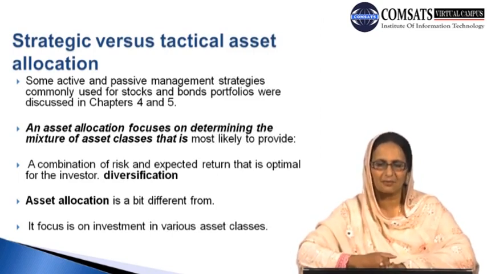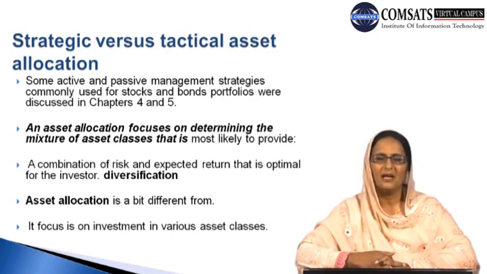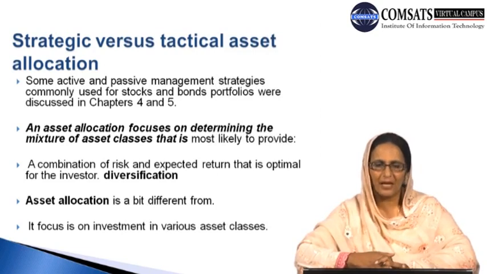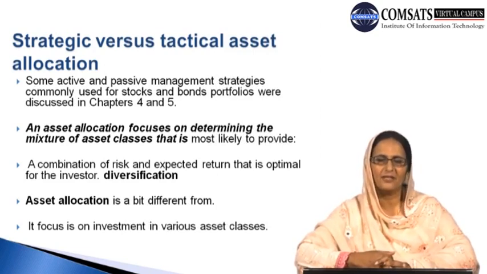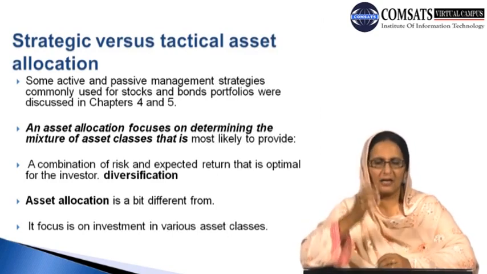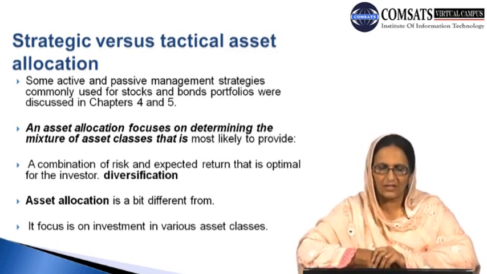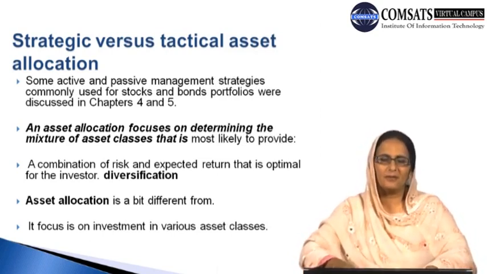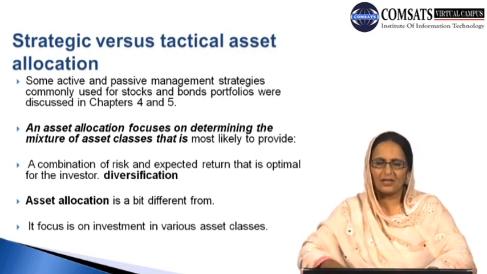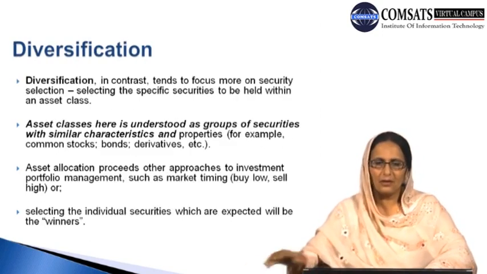One is the combination of risk and expected return that is optimal for the investor, so that the investor makes the optimal decision and diversifies the portfolio through the mixing of risk and expected returns, so that he or she can maximize and optimize his or her objective. Asset allocation focuses on investment in various asset classes, which basically tells us how the funds should be allocated among different assets. So it concentrates on the different classes in asset allocation.